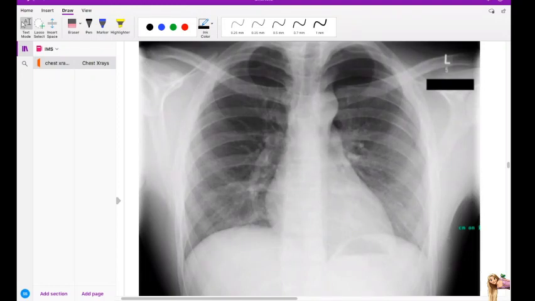Which side is the pathology? Apical, which side? Both sides. Not sure. This side. Can you see this?